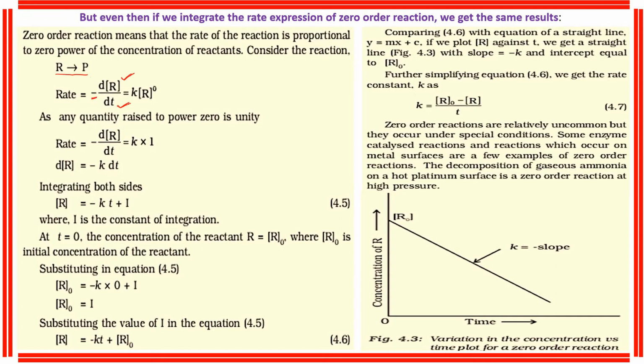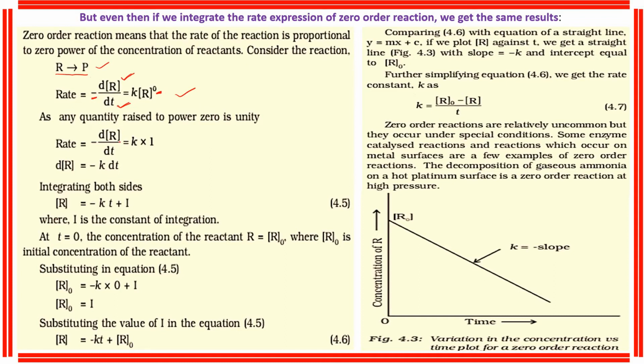This is always equal to the rate law, which will be k into R to the power of 0. This is a hypothetical equation, so you can take here R is converting into P, but it is a zero order reaction, so compulsorily the power must be 0. R converting into P is nothing but a hypothetical equation. Because it is a zero order reaction, the power I have taken here is 0. So this is the rate expression you are going to get.